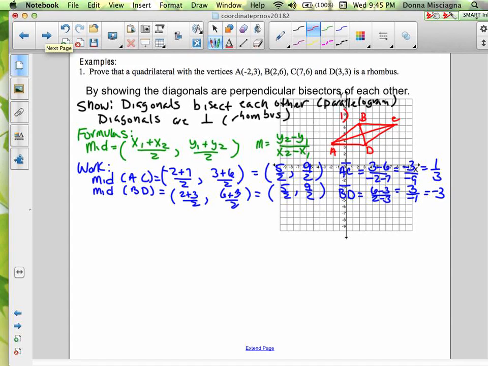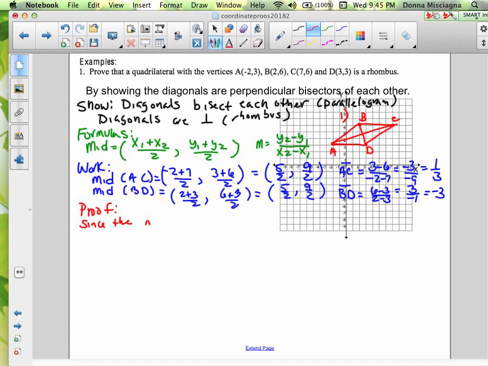I'm going to do this one as a paragraph proof. I got lots of space. I was very careful with making sure I left lots of space. All right, so I'm going to start off talking about the fact that this is a parallelogram. I always do parallelogram first, then rhombus. All right, because if I don't say it's a parallelogram, I can't say it's a rhombus.